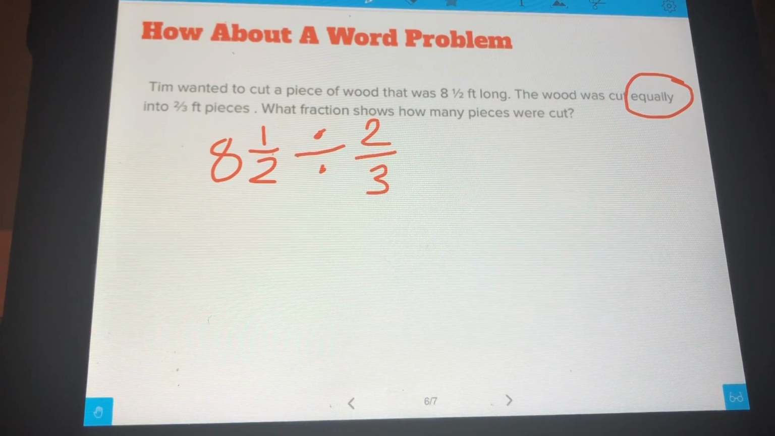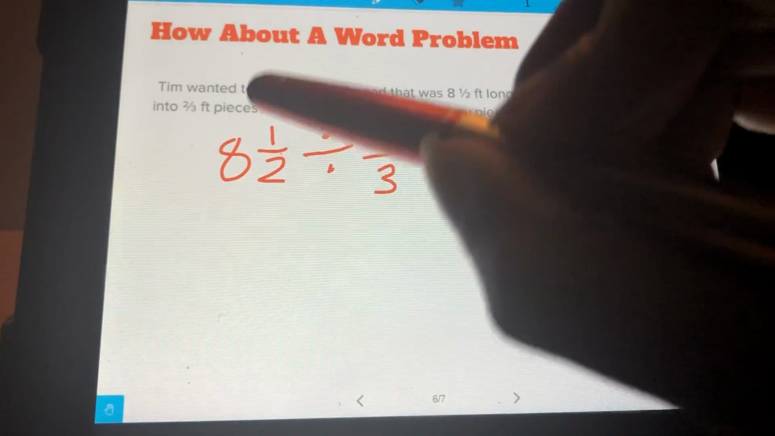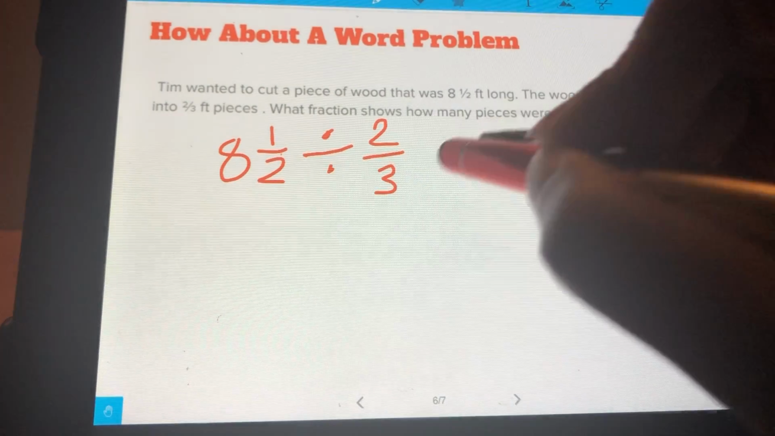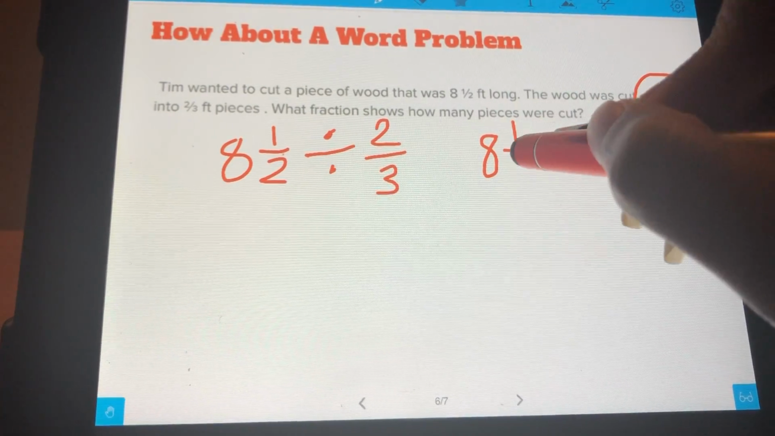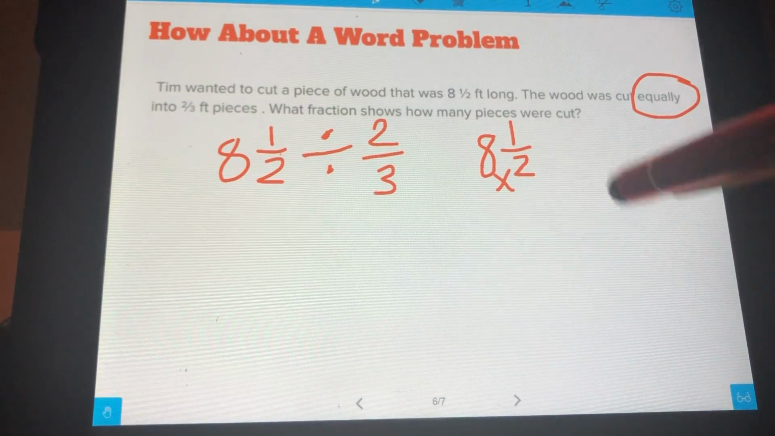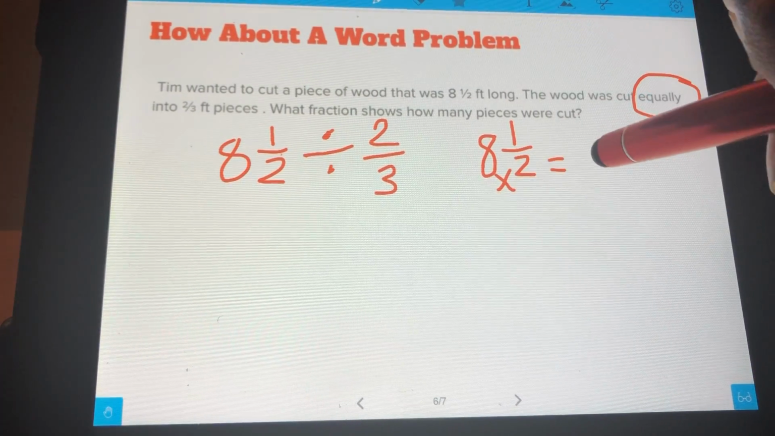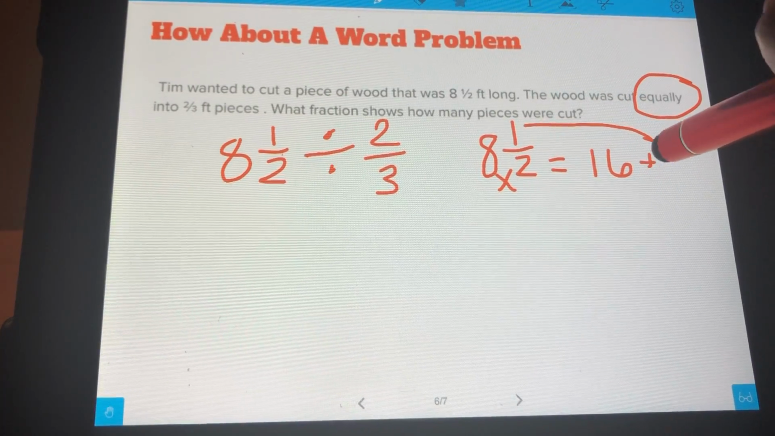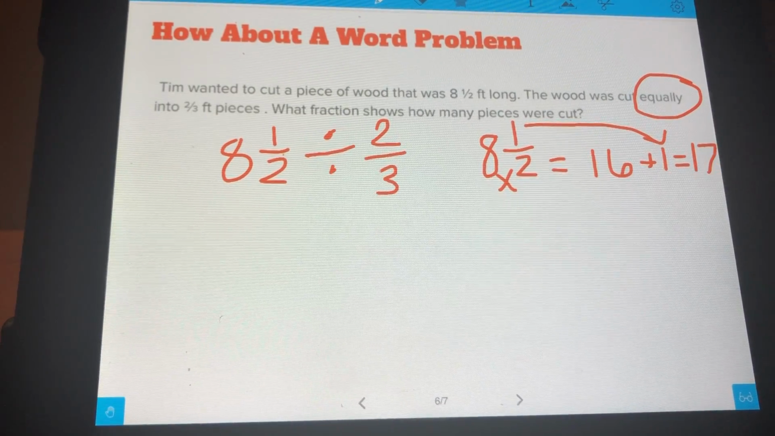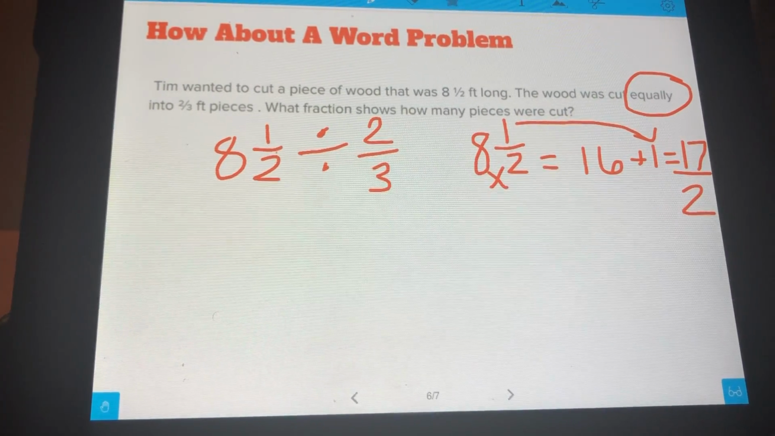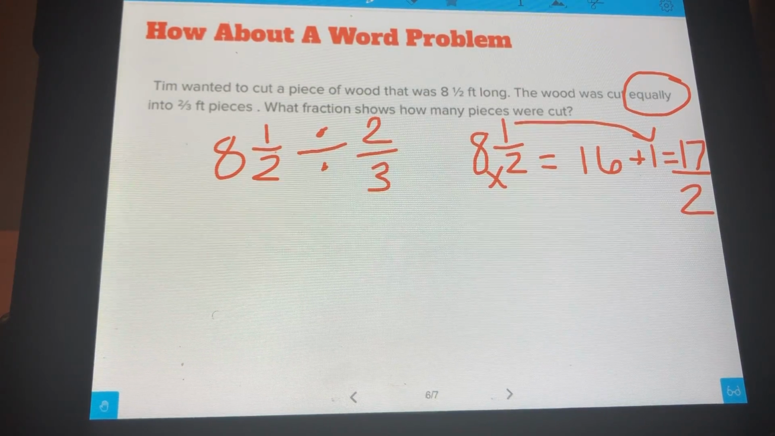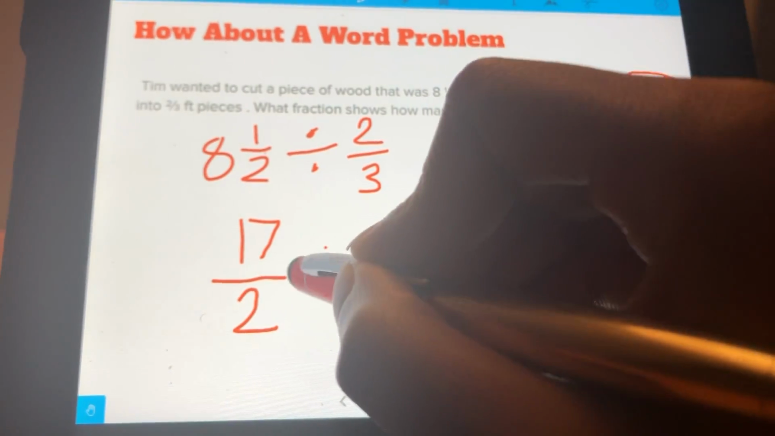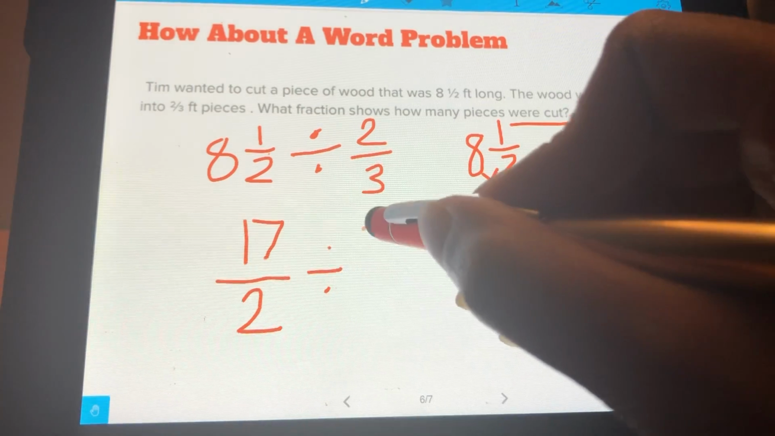All right. Before we can do anything, what do we need to do? Change this to an improper fraction. That's right. All right, so we got 8 1/2. Let's change that. We're going to multiply here. 8 times 2 equals 16. We're going to add our 1, 16 plus 1 equals 17. And we always keep our denominator, so 17 over 2. Now we can rewrite it. So we got 17 over 2 divided by 2 over 3.